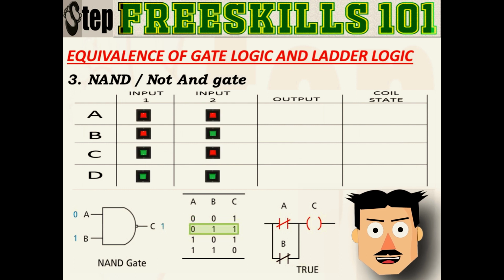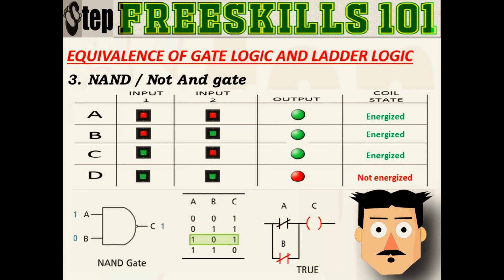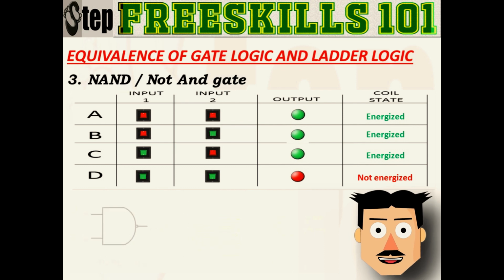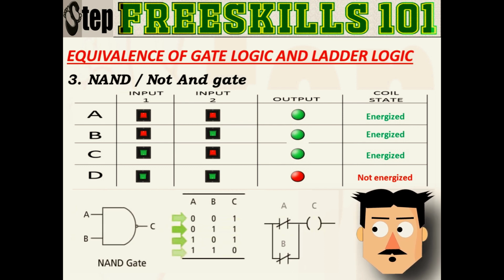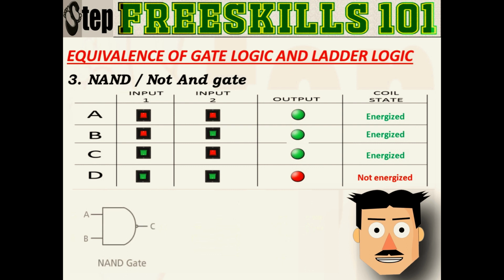Three, NAND, not AND gate. Opposite of the AND gate, and its ladder logic is somewhat like an OR gate, but with normally closed contacts. If both conditions 1 and 2 are true or energized, that's the only time the output will be in the off state. An example: if process 1 and process 2 are both completed, then the system will be stopped.